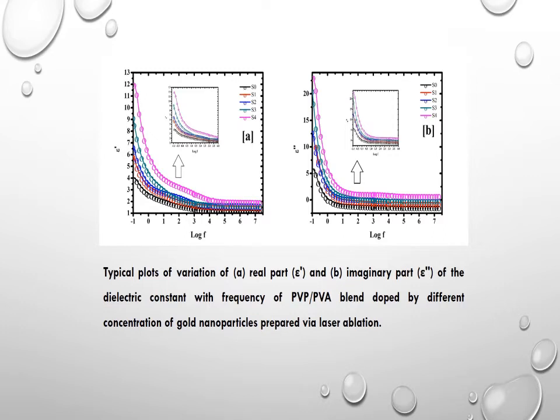They reach a low constant value at high frequency, and this behavior could be attributed to the charge accumulation within the composite at low frequency. By increasing the doped gold nanoparticle within the BVB matrix, the values of the real and imaginary parts of the dielectric increased, and this value decreases, ultimately reaching a constant value at higher frequency.